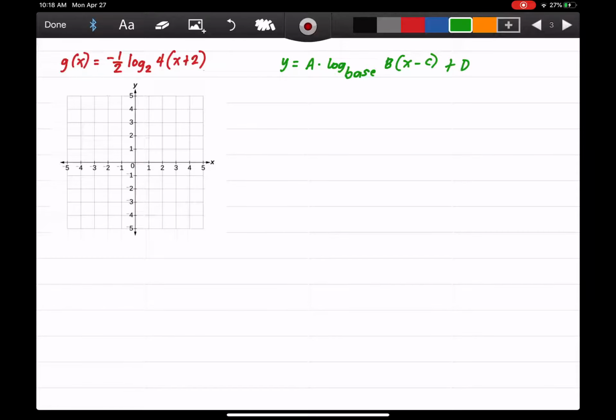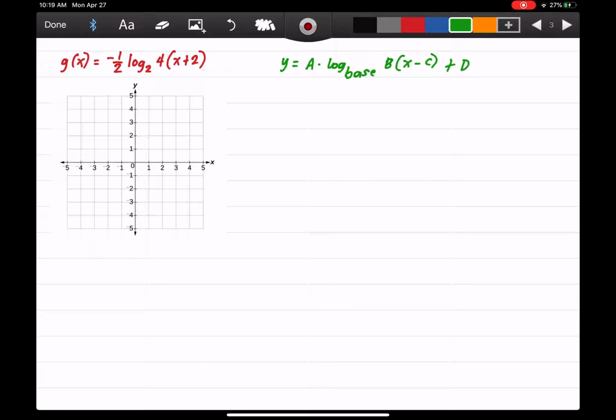Hello, everyone, and welcome to the second part of our session. For today, I will be giving you a more complicated problem, okay? And that is g of x equals negative 1 half times the logarithm of 4 times the quantity x plus 2 with base 2. So first, let us try to determine the values of a, b, c, and d.